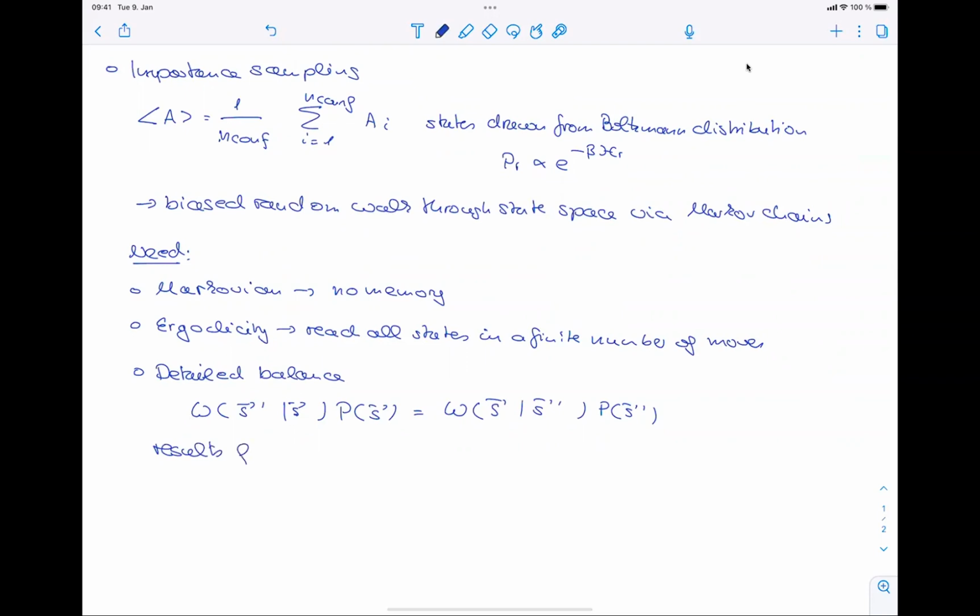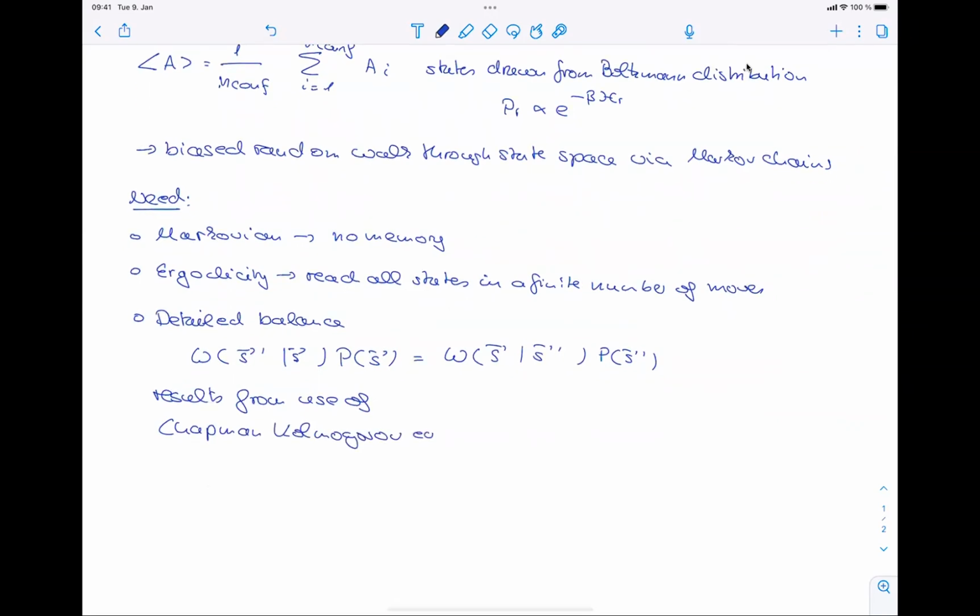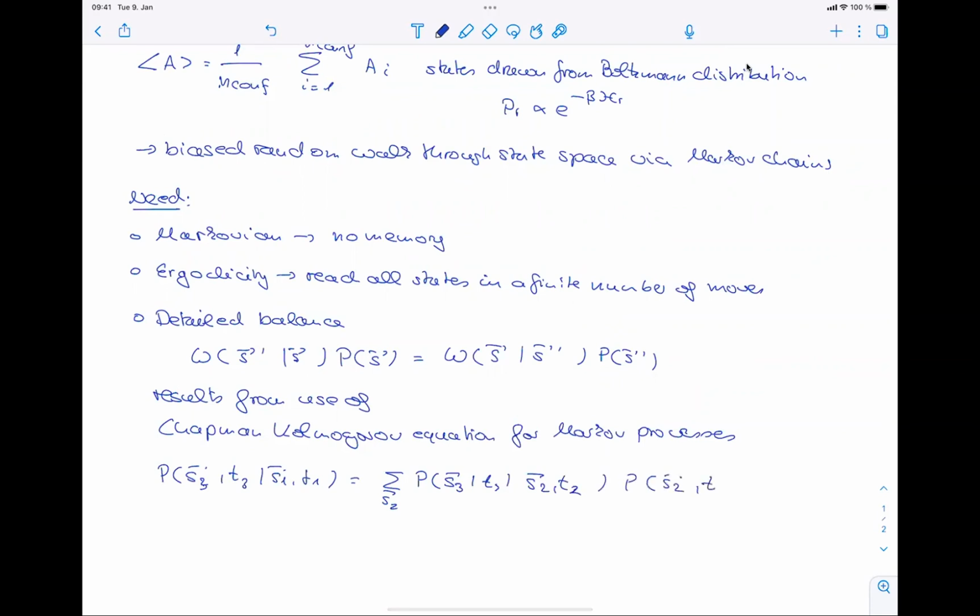And this concept of detailed balance results from the use of the Chapman-Kolmogorov equation for Markov processes, which states that the probability to be in S3 at time t3, given that I was in S1 at t1, is given by summing over all intermediate states S2 and the probability to move from S2 to S3 and the probability to move from S1 to S2.